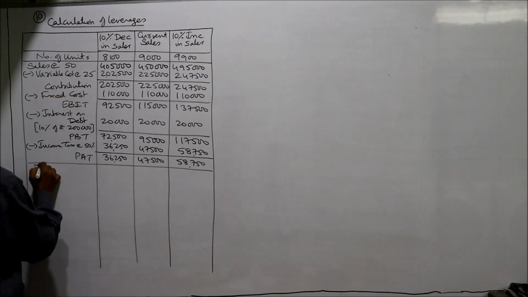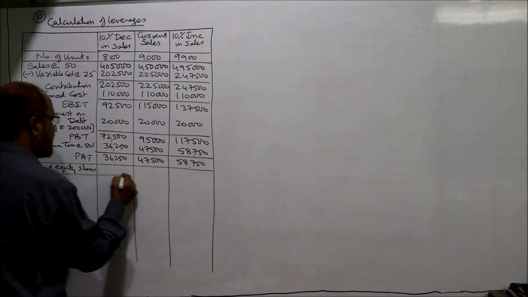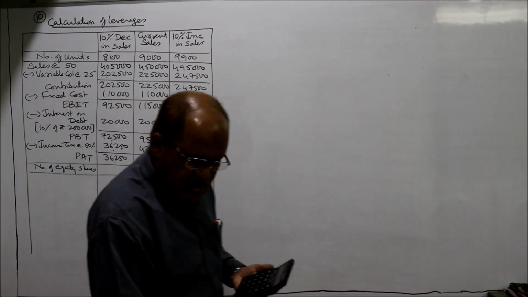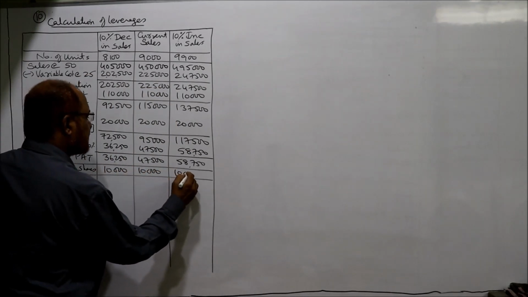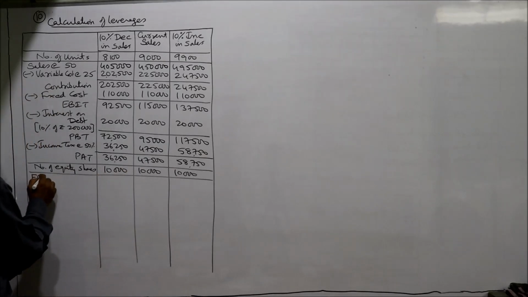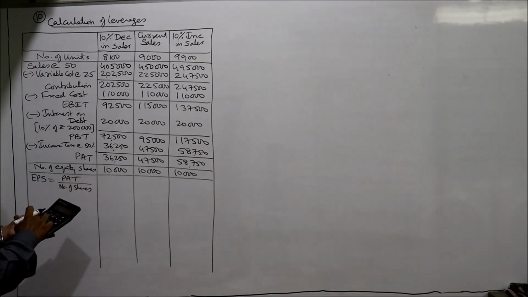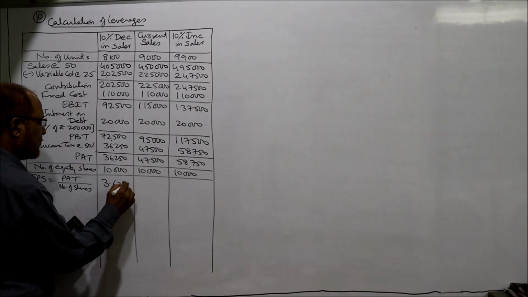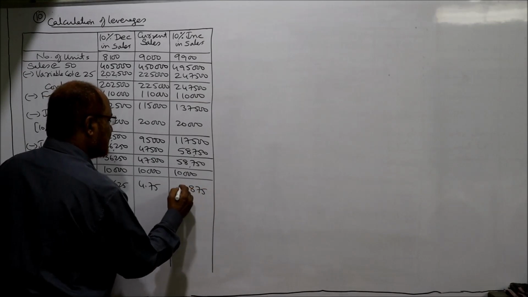Then preference dividend we don't have. Number of equity shares are given in the problem: 10,000 equity shares of 10 each. 10,000 shares given in the problem. EPS, PAT divided by number of shares. 36,250 divided by 10,000, 3.625, 4.75, 5.875. This is the EPS.